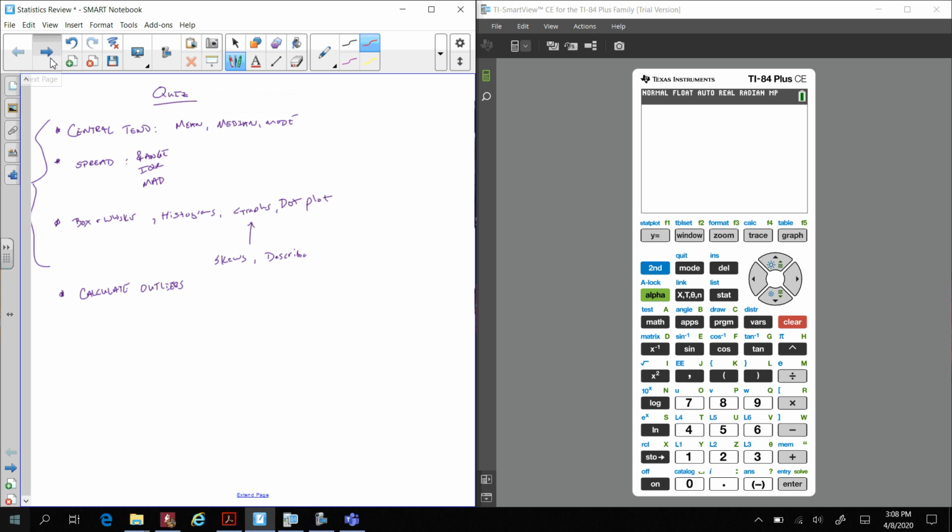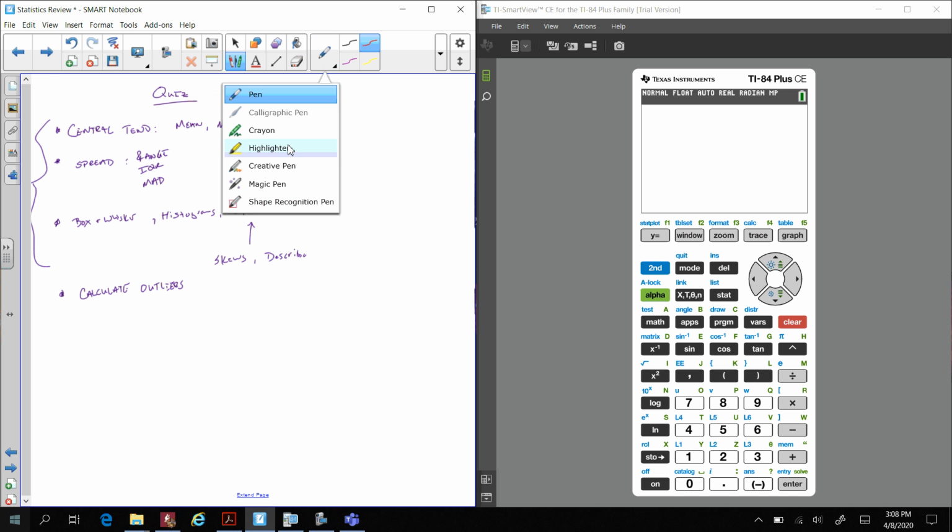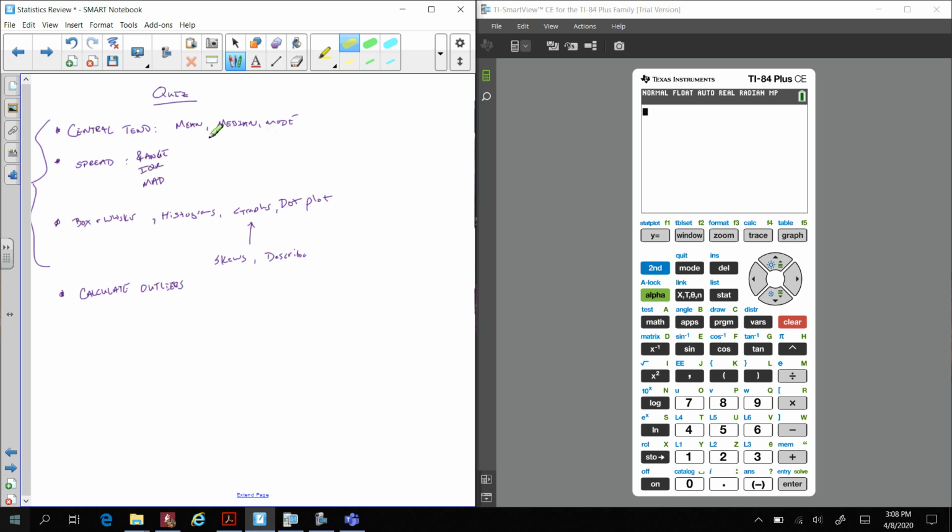So that's kind of where we're going to start today and what we are going to be covering on the quiz, things that you guys need to know. First things, central tendencies. That's mean, median, mode. Understanding how to find the mean, the average, how to find the median, put them in order, find the middle, and mode, the one that happens the most often.